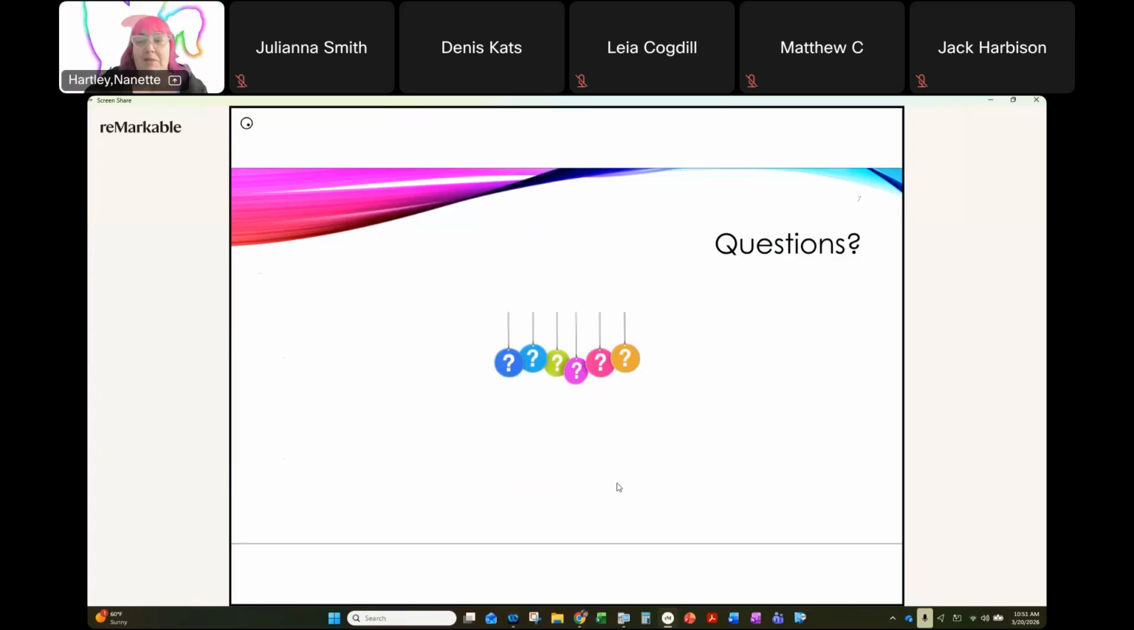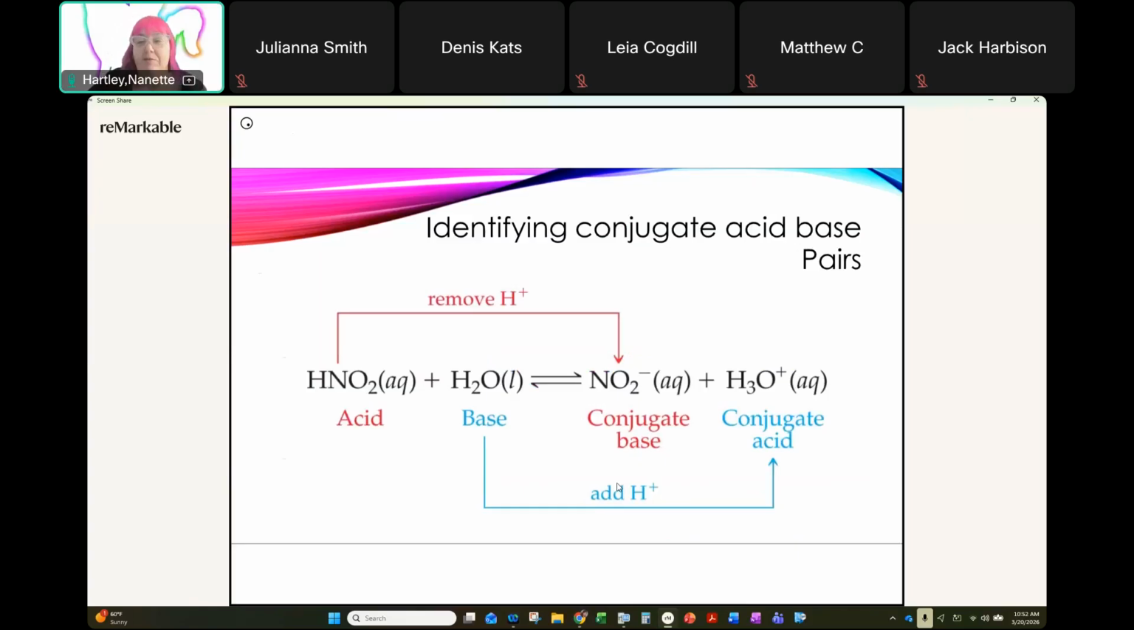One of the things I mentioned that we were going to talk about was conjugate acid-base pairs. So you'd be asked to identify the conjugate. In order for us to do that, we have to have a reaction. We have to be able to identify what in that reaction is acting as an acid, what is acting as a base. So if I look at the reaction right here, HNO2 is an acid. It is defined as an acid.